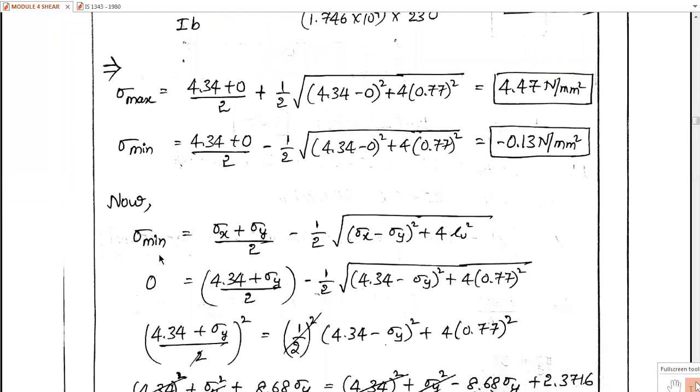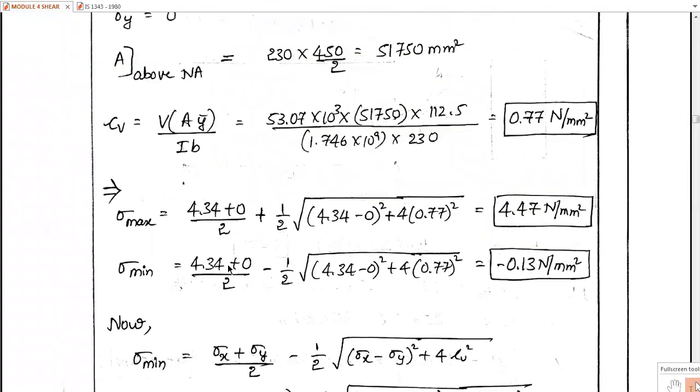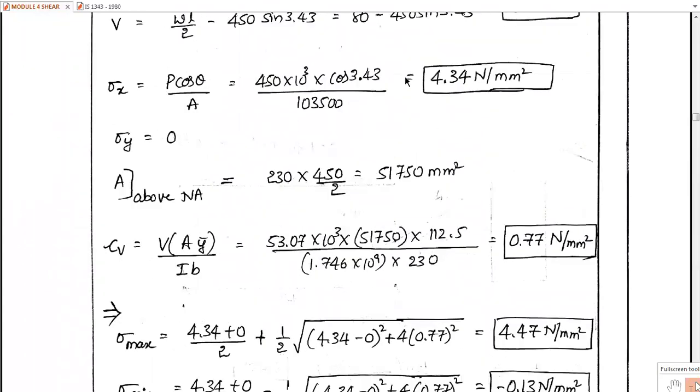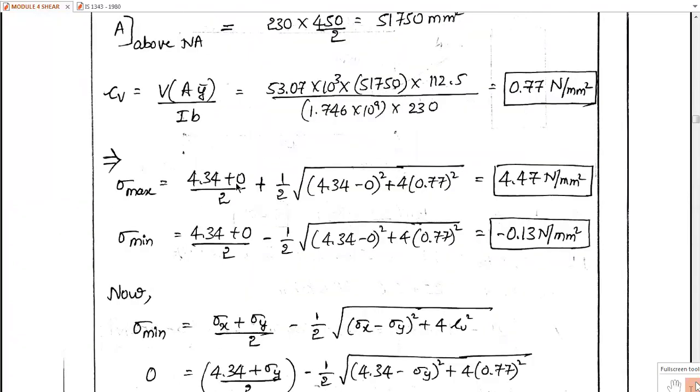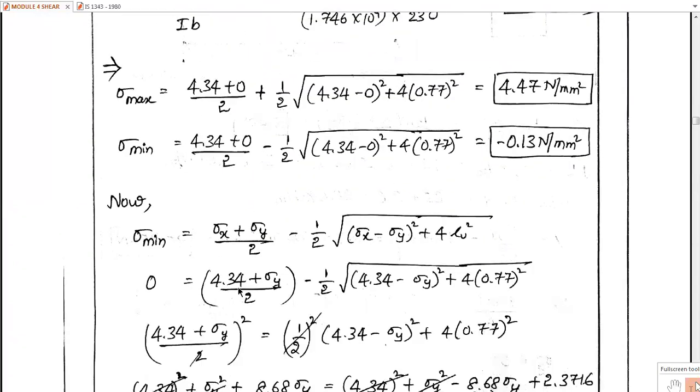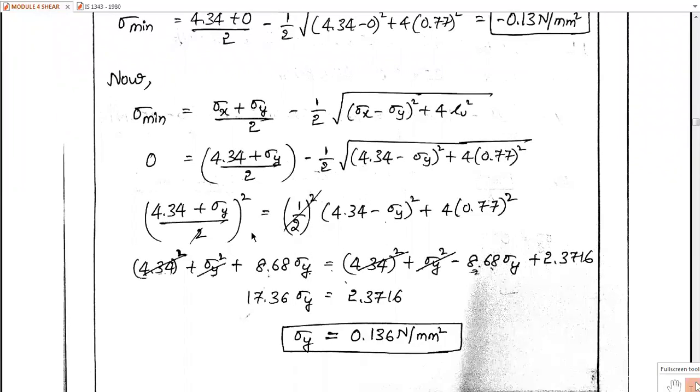Now take it here. Sigma minimum is equal to 0. Sigma x we have already calculated here, 4.34. Now take sigma y as the unknown in the minor principal stress equation. Sigma y divided by 2 minus half of the root of (4.34 minus sigma y) whole square plus 4 into tau square. Now simplification of the equation.